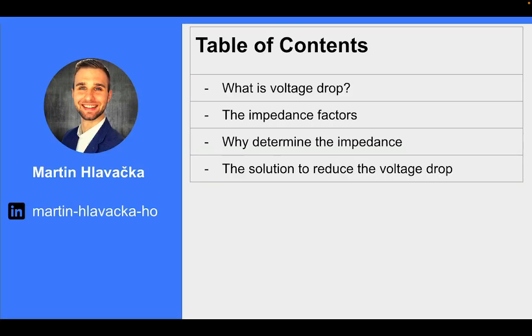My name is Martin Lavachka and in this video I'm going to explain what the voltage drop is, what the impedance factors are, why determine the impedance and the solution to reduce the voltage drop in an electrical installation. So let's begin.